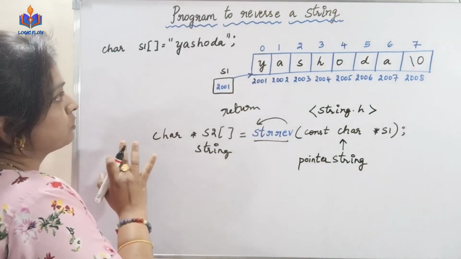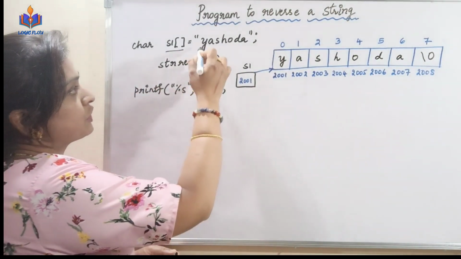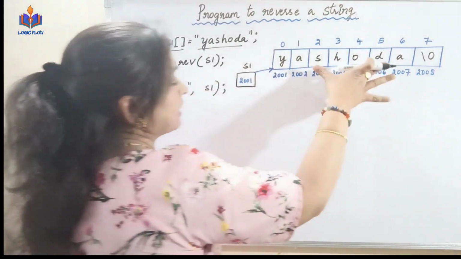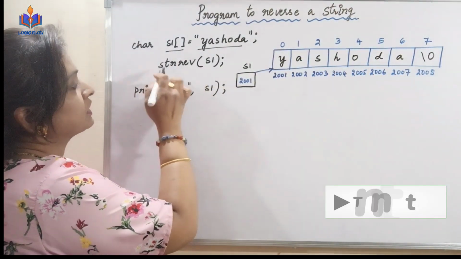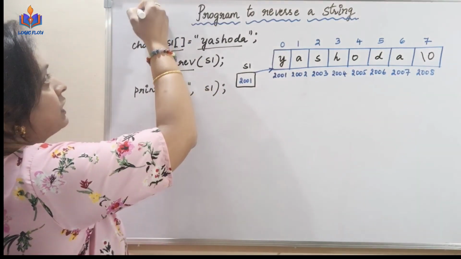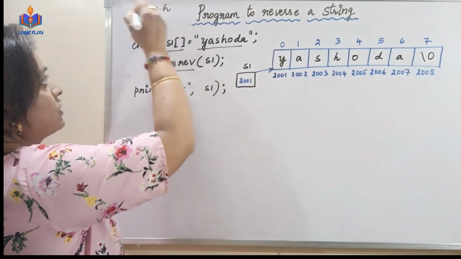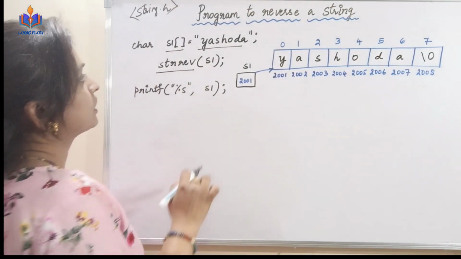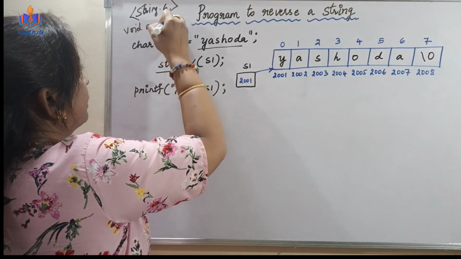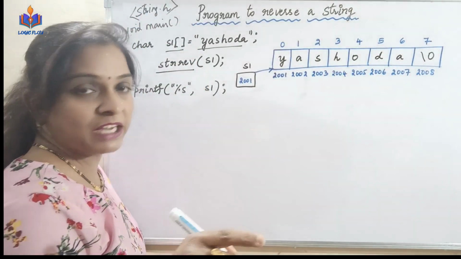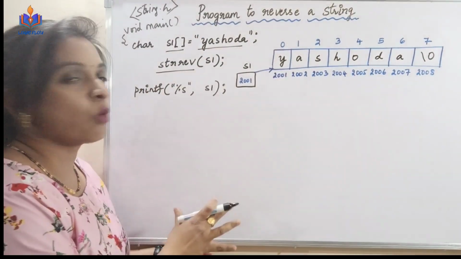A very simple code. Let me have a character array initialized to the name Yashoda, and this string has to be reversed. So I am using this function strrev. We need to include the header file string.h. So void main as usual. At the end we will have the complete program, and we will see all the complete code.